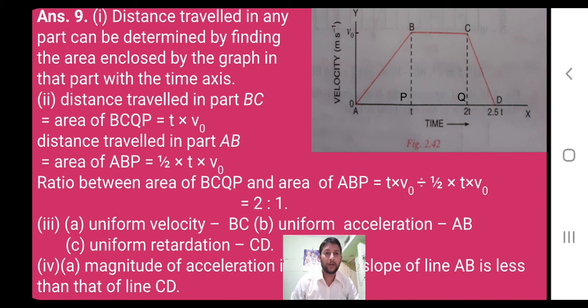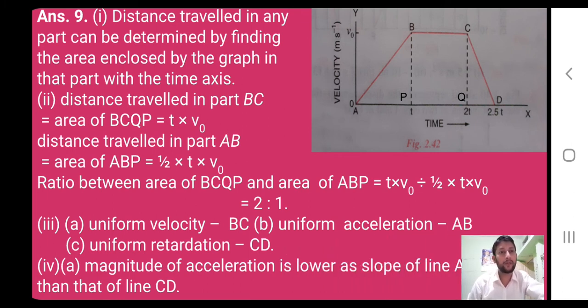So there are three parts given, AB, BC and CD. If you have to calculate the distance, then we have to find the area enclosed by the graph in AB with the time axis, then BC with the time axis, and CD with the time axis. Second part is distance traveled in part BC. Here, for our convenience, I have given the points P and Q. So distance traveled in part BC is equal to the area of BCQP, which is equal to T into V0.